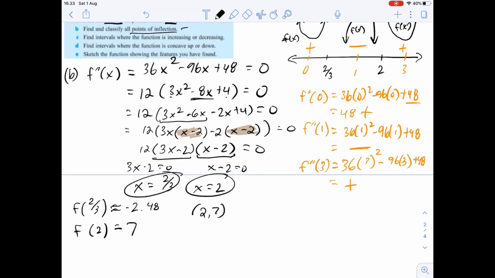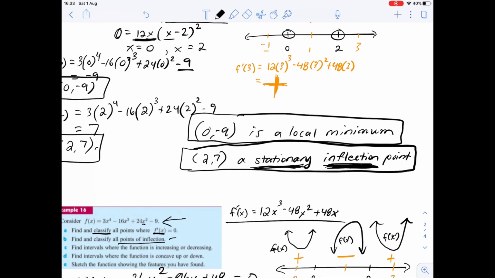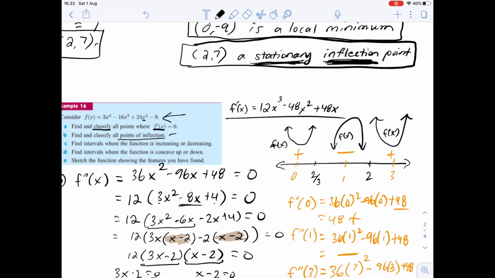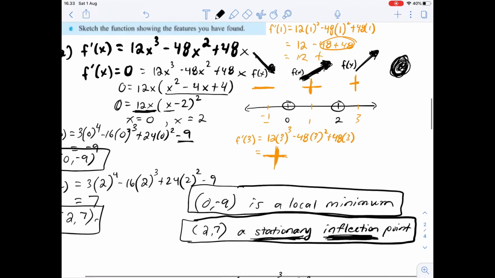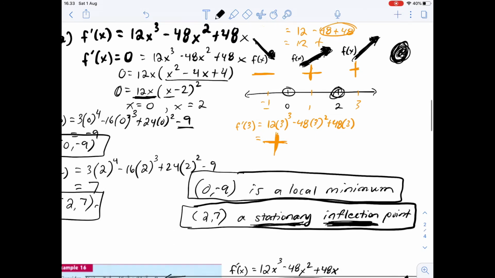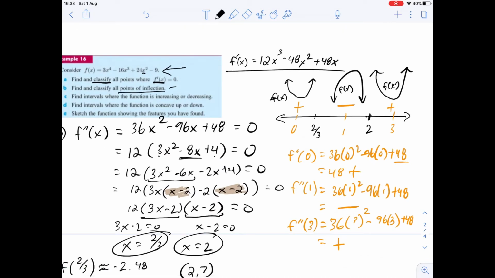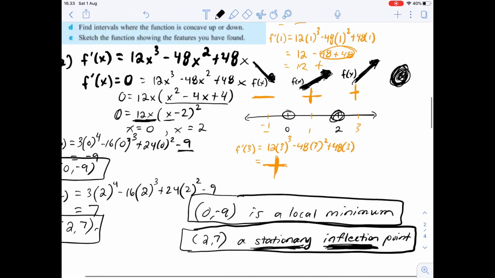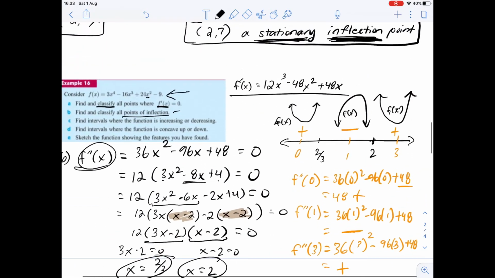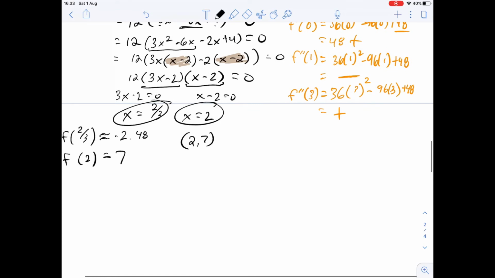And we've already identified the point 2, 7. We know that this is going to be a stationary inflection point, because we know that there's no local min or max happening at 2 in the first derivative. But you can see, when we look at the inflection points with the second derivative, that it changes concavity. So if it changes concavity but doesn't change increasing or decreasing, then we call that a stationary inflection point. So we'll just write that again. 2, 7 is a stationary inflection point.